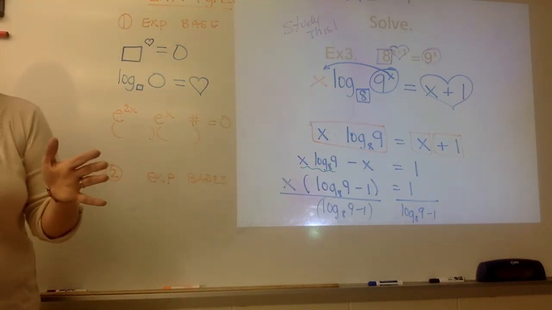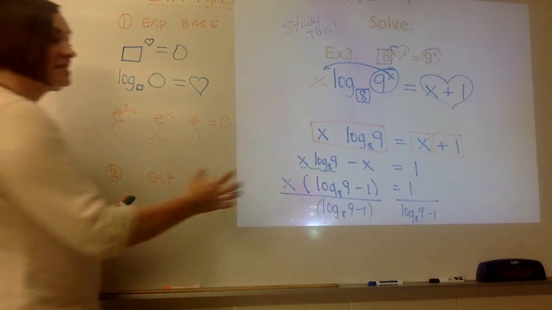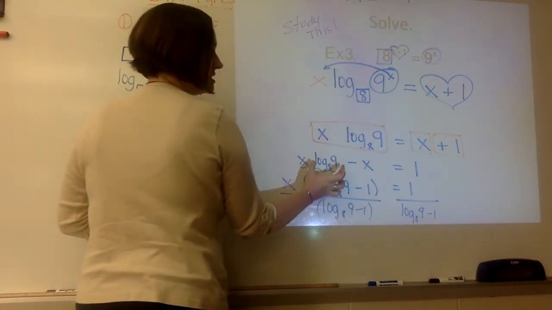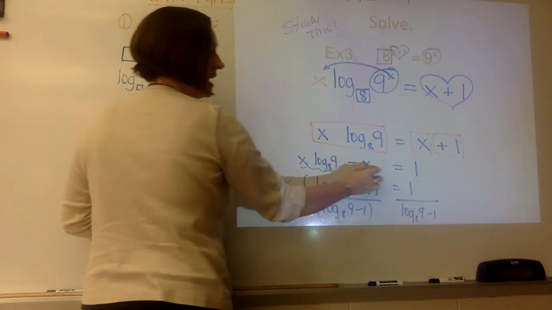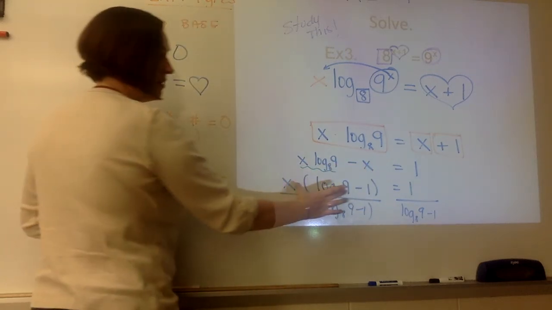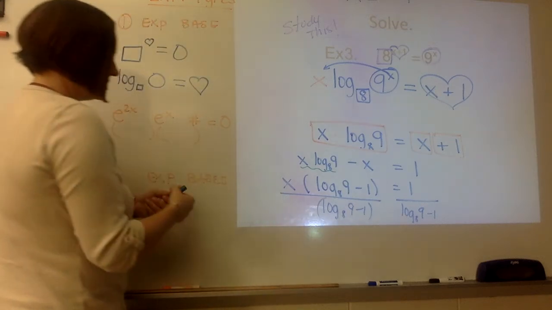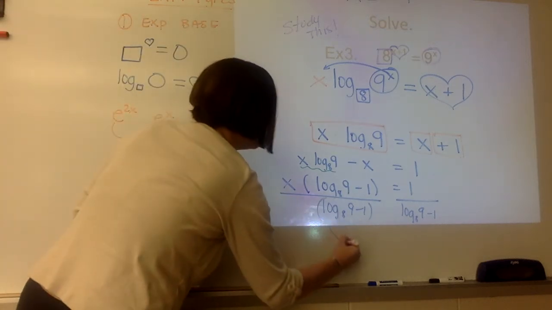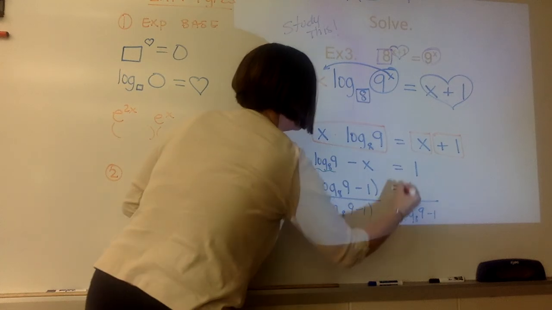We're not using the change of base formula. We're keeping it as like a 2. This is a decimal times x minus an x. That's why I'm able to factor out the x. From there, then, I divide by the quantity so that I isolate x. So now I'm at a point where I get x is equal to this.